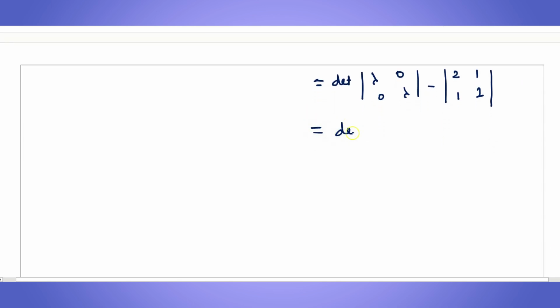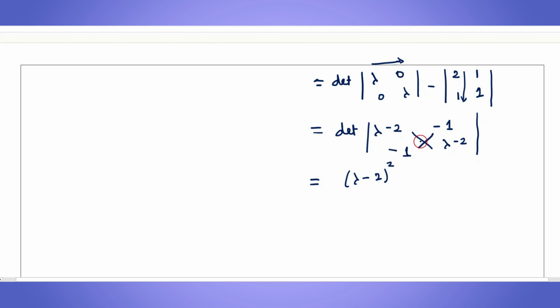Which is equal to the determinant of lambda minus 2, then minus 1, so multiplying row and column like this we get that. Then minus 1, then lambda minus 2. So this is the 2. Okay, so next, we have to find out the determinant. So (lambda minus 2) whole square minus (minus 1)(minus 1). So if we expand this, what comes? Lambda square plus 4 minus 4 lambda minus 1 which is equal to 0.